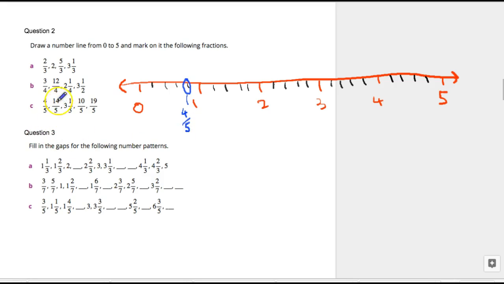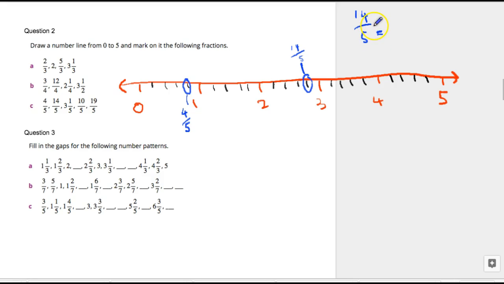All right, the next one is 14/5. So let's keep it as an improper fraction and do the counting. So we've got 1, 2, 3, 4, 5, 6, 7, 8, 9, 10, 11, 12, 13, 14. Oh, it's terrible. 14. Okay, so 14/5 as an improper fraction.